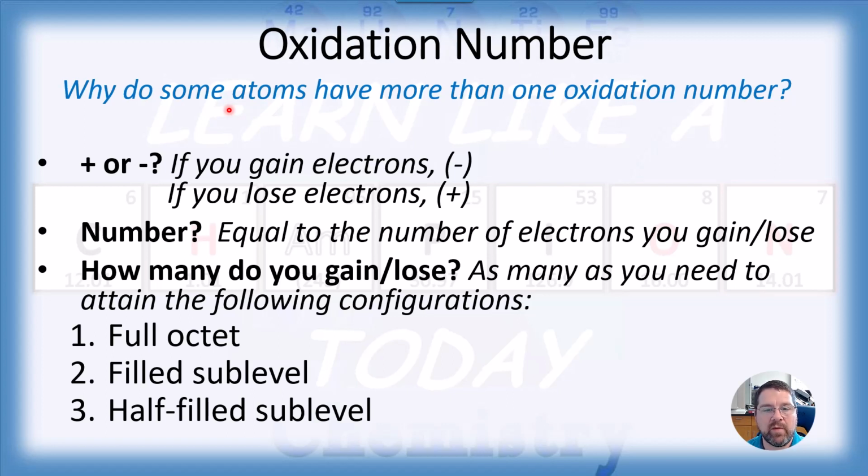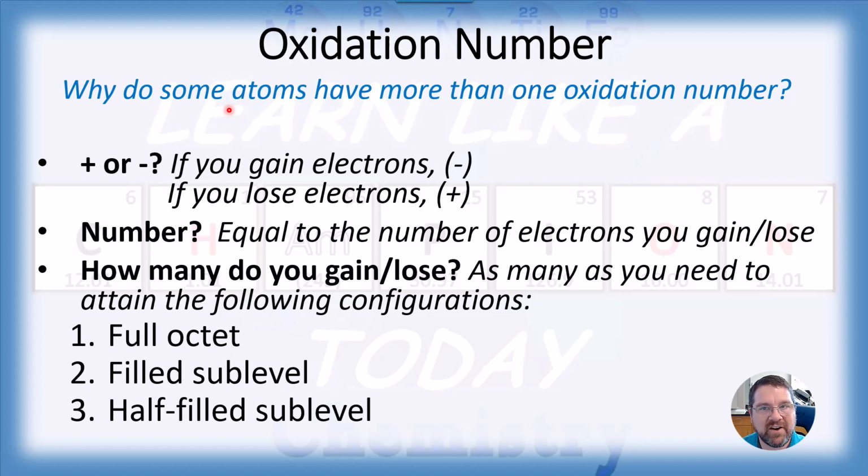Now for elements that are close to a full valence shell, like your alkali metals, your alkaline earth metals, the halogens, or the chalcogens, the oxygen family, there may only be one oxidation number, because they're so close to that epitome of stability that that's the only choice they're going to work with. But for elements that are a little further away, particularly in the center of the table, the transition metals, getting to that full octet may not be a reality.